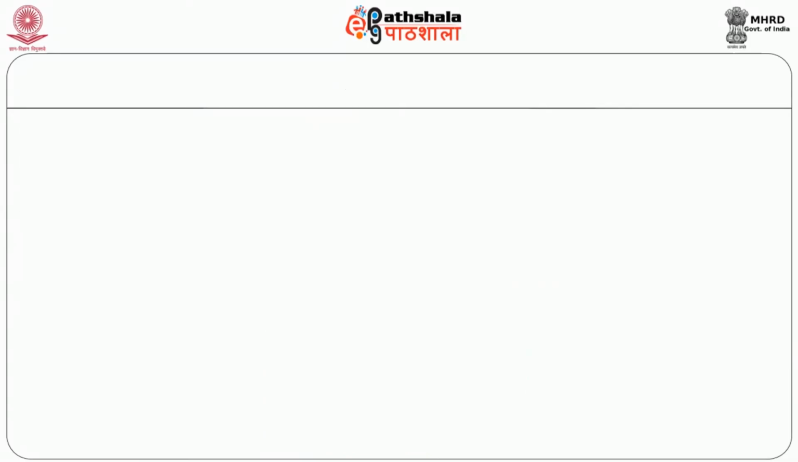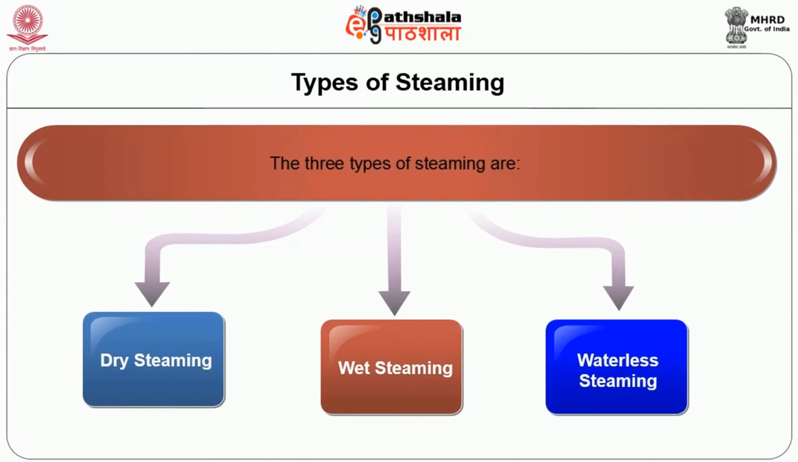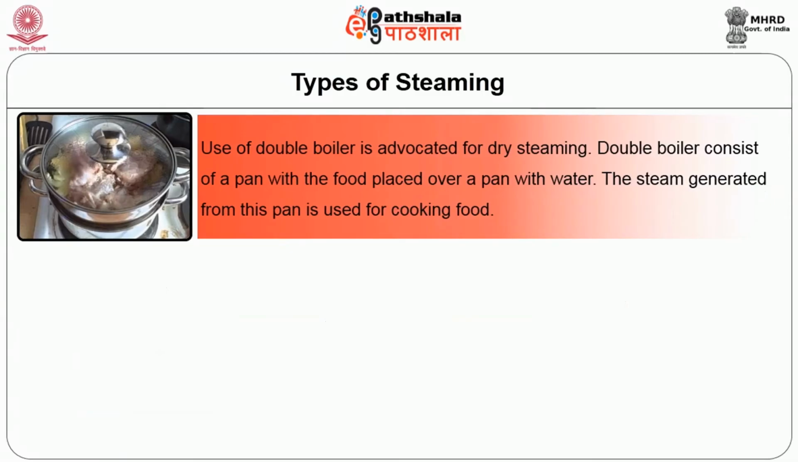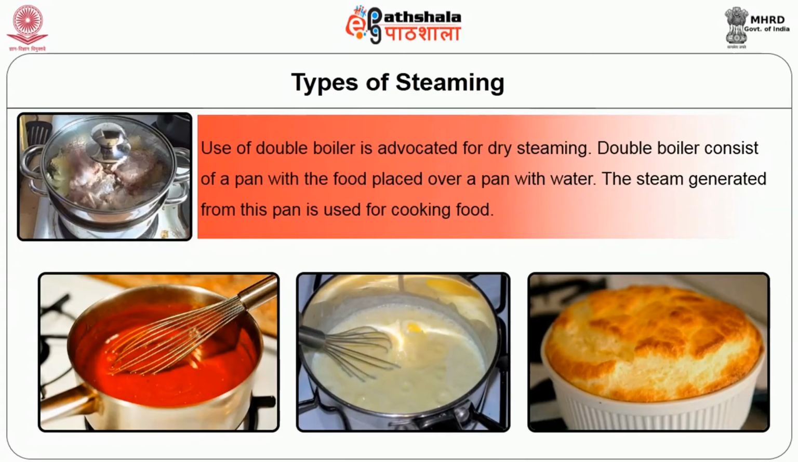There are 3 types of steaming, dear students. They are dry, wet and waterless steaming. Use of double boiler is advocated for dry steaming. Double boiler consists of a pan with the food placed over a pan with water. The steam generated from this pan is used for cooking foods. Sauces, custard, soufflés are made by using a double boiler.